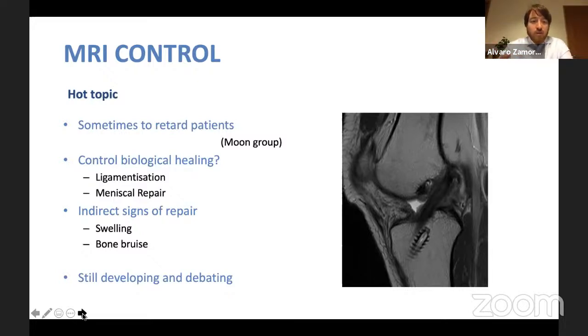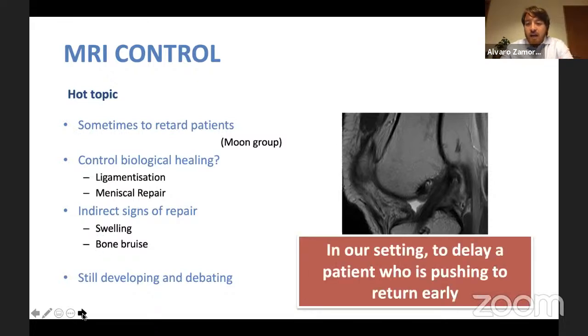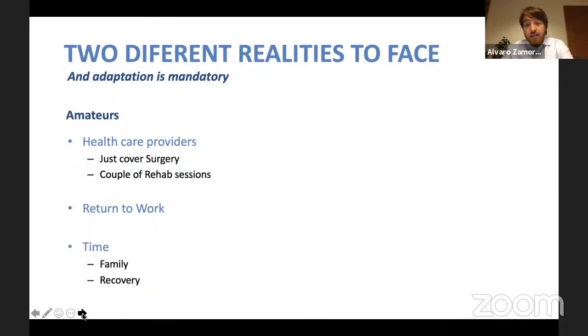Maybe you can control the biological healing of the tissues, such as the ligamentization process or meniscal repair, or you can see some kind of indirect signs of repair, like swelling or bone bruise. So it's still developing, it's still debated, because it's not mandatory for every patient, but in our setting, we use the images to delay a patient who is pushing to return early.